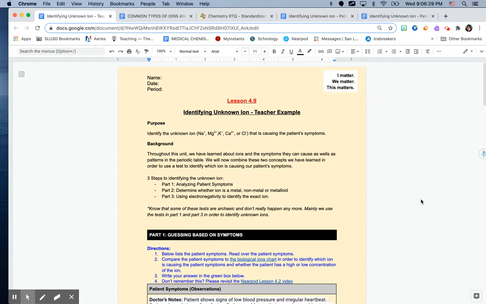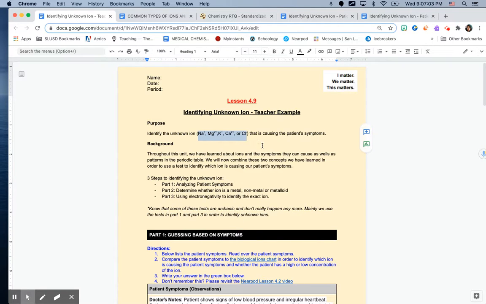So in 4.9, we're modeling how to figure out which one of the 5 common ions is causing our patient's symptoms. So far in this unit, we've talked about what ions are. They're basically salts or electrolytes that can give us certain symptoms like cramps if we have too little of these ions, or bloating if we have too much of these ions, along with other symptoms, right?